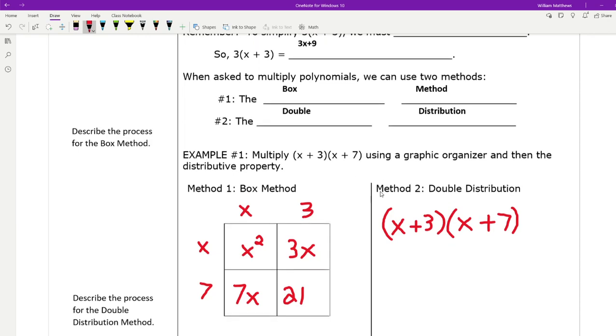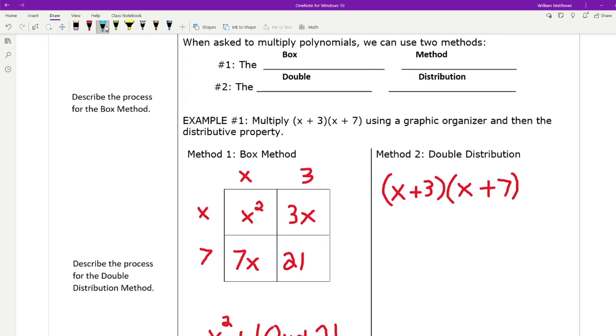Now I'm going to try color coordinating this a little bit. With our first term, I can multiply x to the x, which gives me x squared. And x to the positive 7, which would give me a positive 7x.